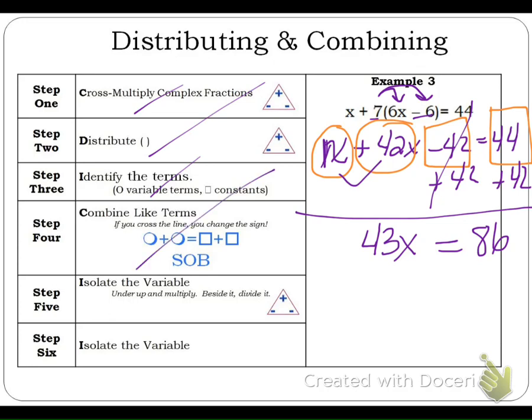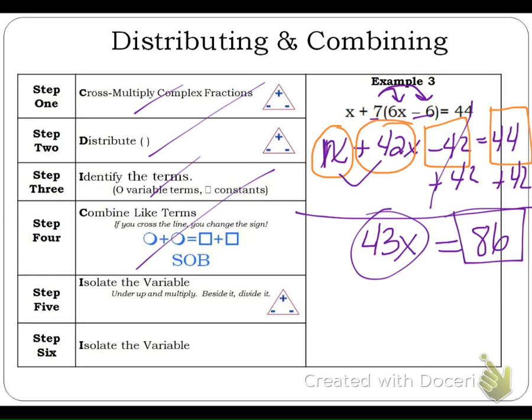Alright, so I've done combining my like terms. So yes, sometimes when you combine your like terms, you may have variables you even need to combine together. And now we're ready to isolate our variable. So we have our variable term and our constant. Good. We only have one circle and one square. We know we combined our like terms right if we have just one circle and one square.